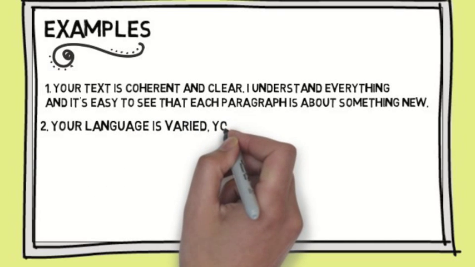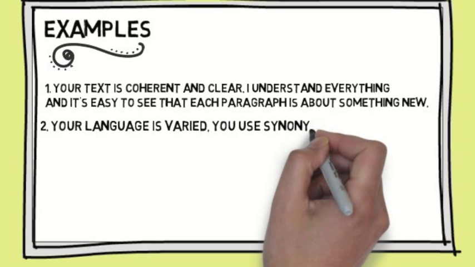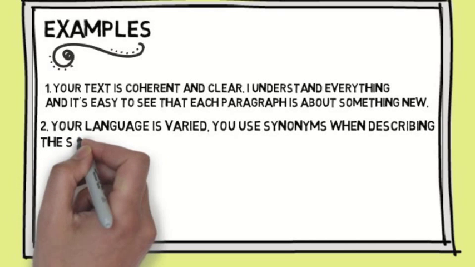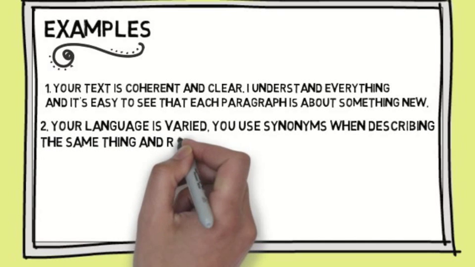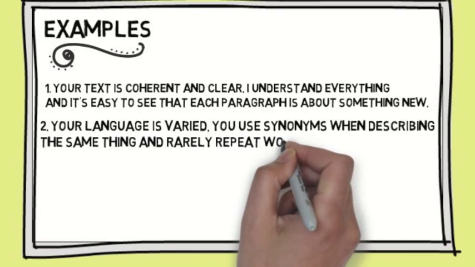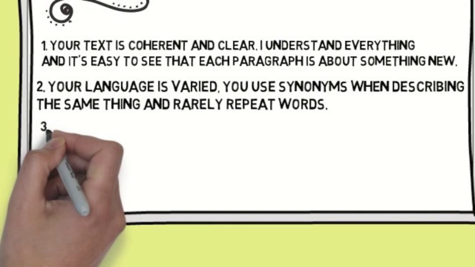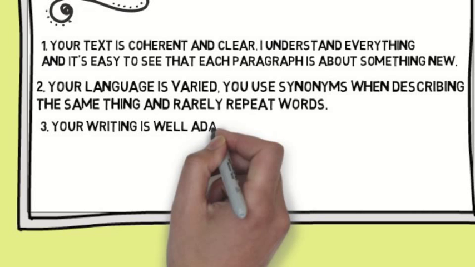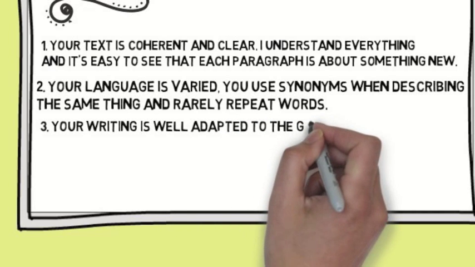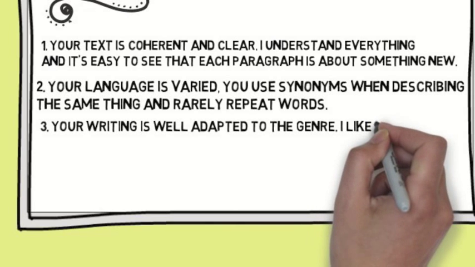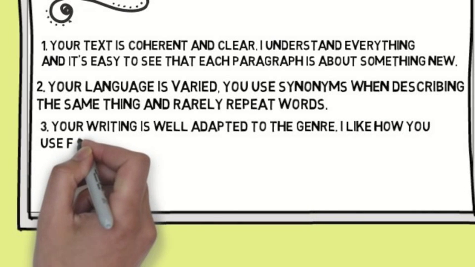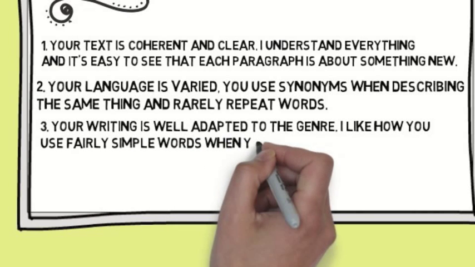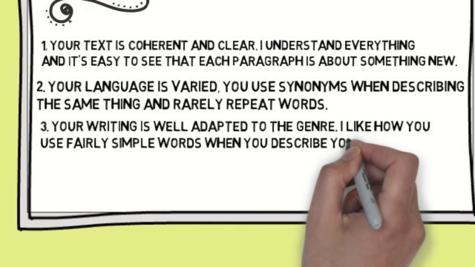Example number 2 is also a star. Your language is varied. You use synonyms when describing the same thing and rarely repeat words. Example number 3 is also a star. Your writing is well adapted to the genre. I like how you use fairly simple words when you describe your childhood.